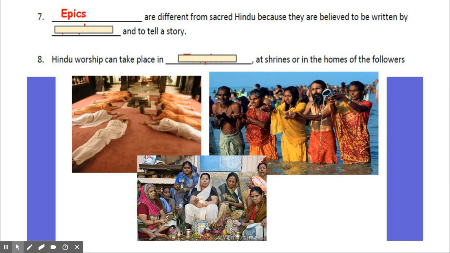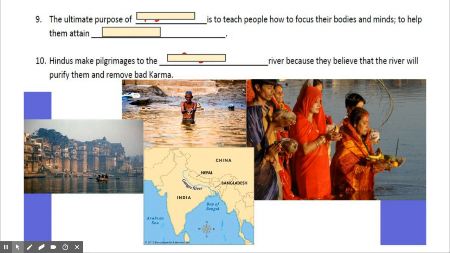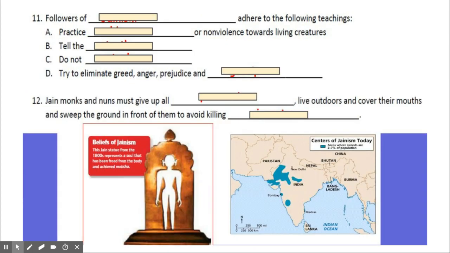Number 7, epics are different from sacred Hindu text because they are believed to be written by people, or humans, to tell a story. Hindus worship. This can take place at a temple, a shrine, or in the homes of the different followers. The ultimate purpose of yoga is to teach people how to focus their bodies and minds to help them attain moksha. And number 10, Hindus make pilgrimages to the Ganges River because it is believed that the river will purify them and remove bad karma. In some cases, when individuals die, their cremated remains may be taken to the Ganges.